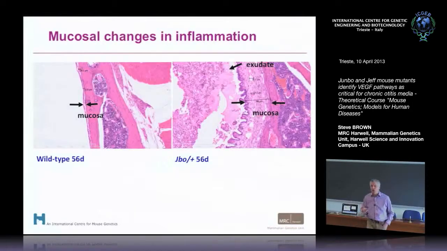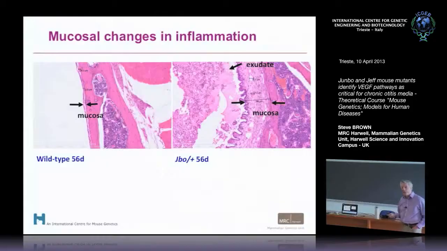We can also do the histopathology. We can look at the mucosal changes in the middle ear and inflammation. So here's a wild-type middle ear at 56 days. You can see this very clean mucoperiosteum, the mucosa, very thin mucosa. This is a totally normal mucosal epithelium. Here's the Junbo mice at 56 days. You can see this inflamed mucosal epithelium, the polyps projecting into the middle ear cavity, and this very rich cellular exudate in the middle ear cavity as well.